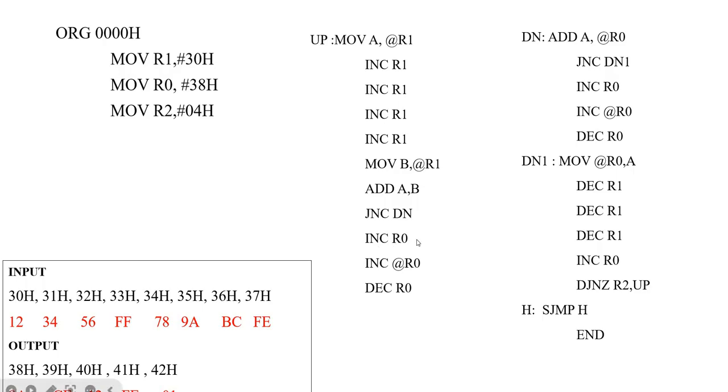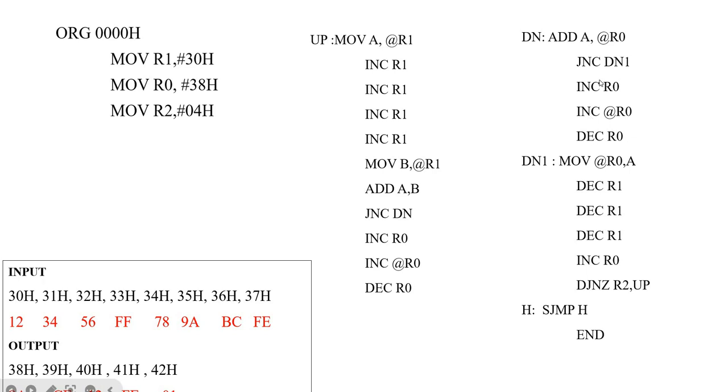Here we are incrementing the current byte, then we are incrementing the carry at @R0, then again we are decrementing R0. After that you have ADD A, @R0. This will add the current byte of the result memory to the accumulator A, to handle the carry. Next instruction is JNC DN1. If no carry is generated, you jump to this location. Otherwise, you execute these 3 instructions: INC R0, INC @R0, DEC R0.